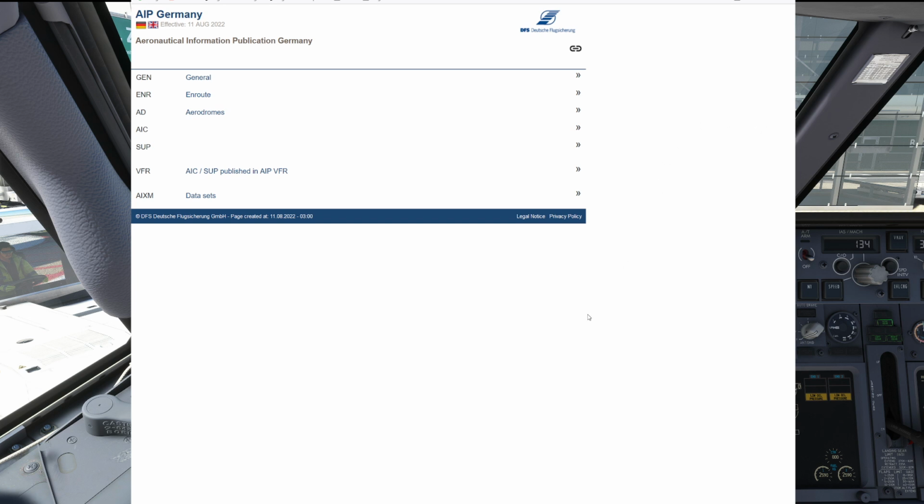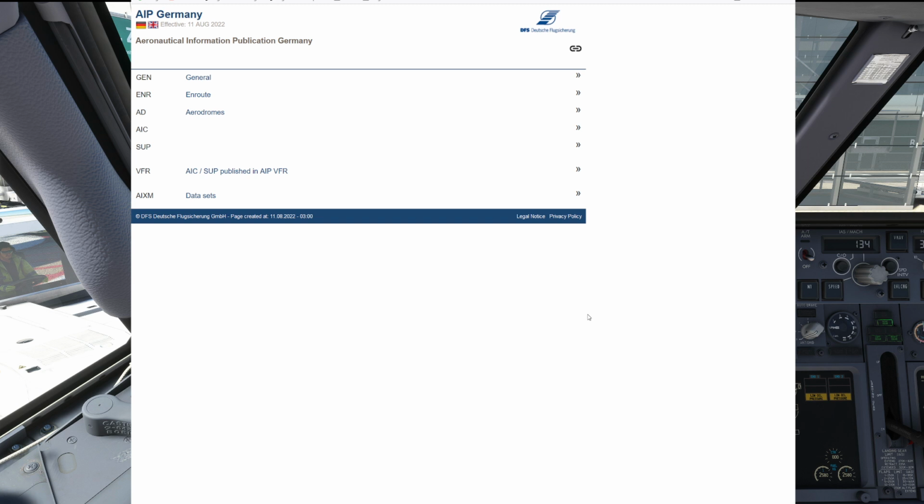Now, AIP is the Aeronautical Information Publication, and you are going to find basic procedures and aerodrome information and so on in here. Now, the link to the AIP Germany is included in the video description below. It is aip.dfs.de. So, in aviation English, that's Alpha India Papa Delta Foxtrot Sierra Delta Echo.